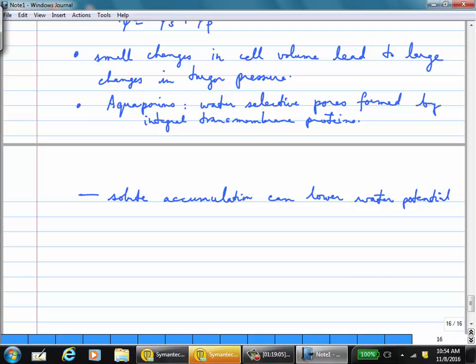Suppose the water is not flowing into the plant from the soil, okay? What does the plant need to do? It needs to lower the water potential. So it will start producing solutes, right? Water potential goes down, then the water is going to come from the soil.